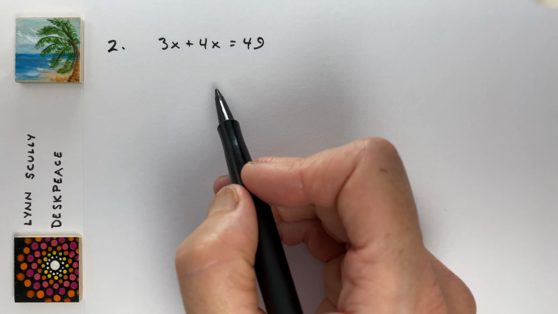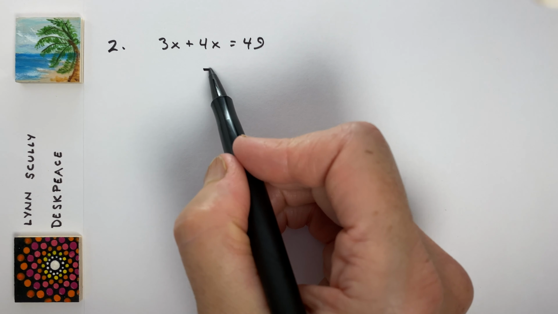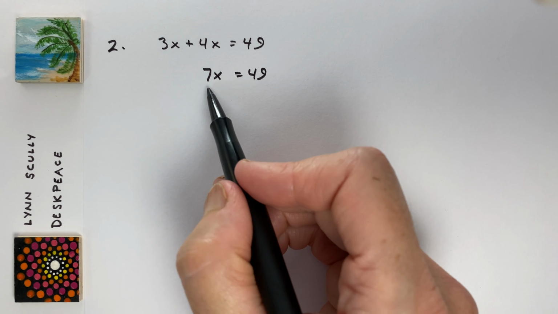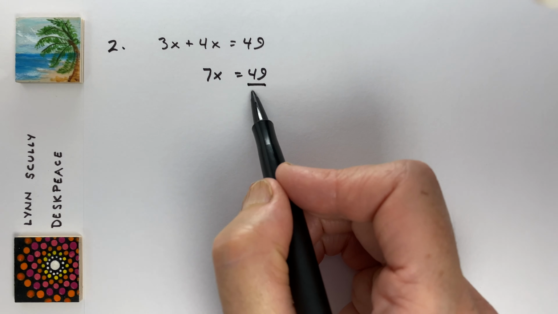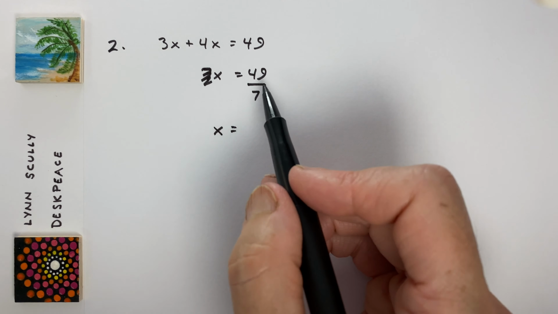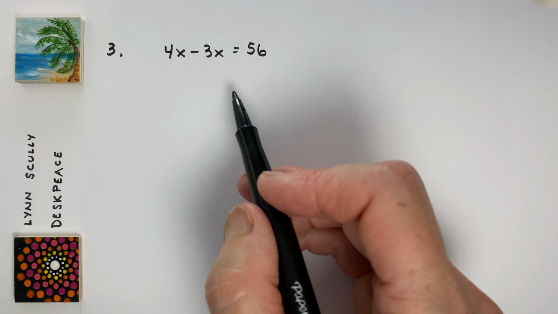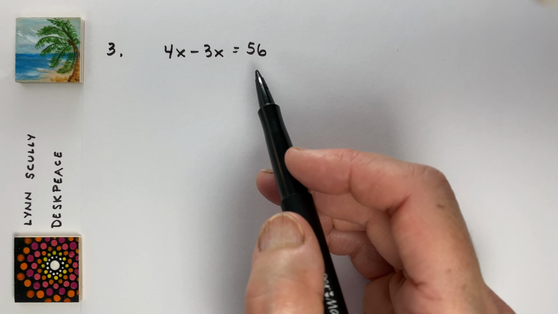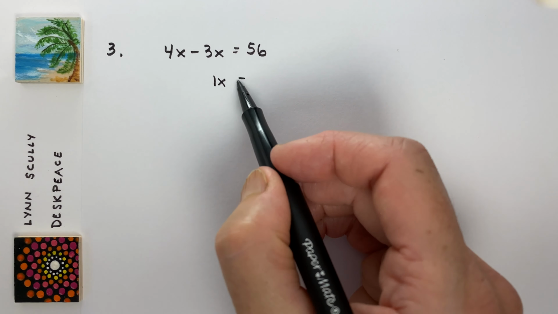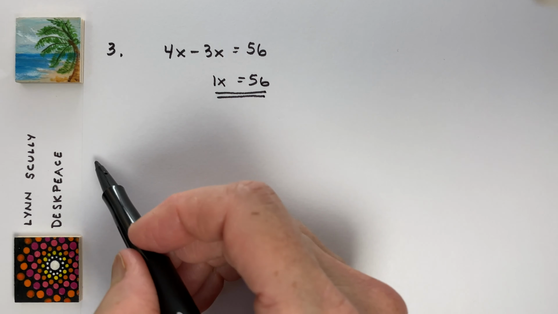Number 2, 3x plus 4x equals 49. 3 plus 4, I have 7x's, is 49. I want to get the x alone. 7's attached by multiplication. Move it by division to the other side of the equal sign. X is 49 divided by 7 is 7. Number 3, 4x minus 3x is 56. So 4 minus 3, I'm left with 1x is 56. And I'm done. The x is alone.